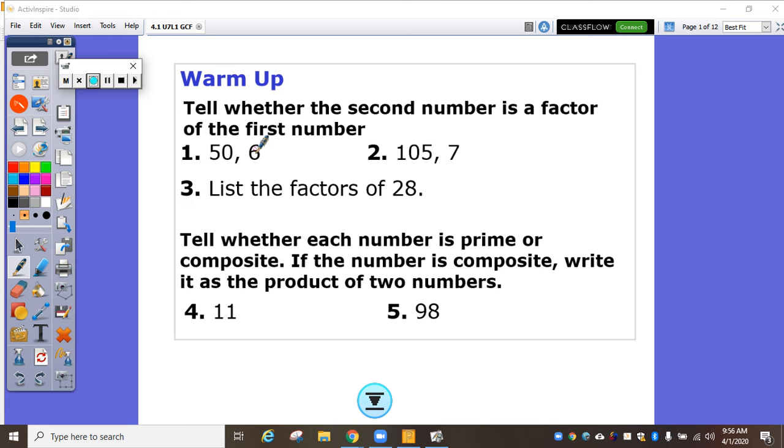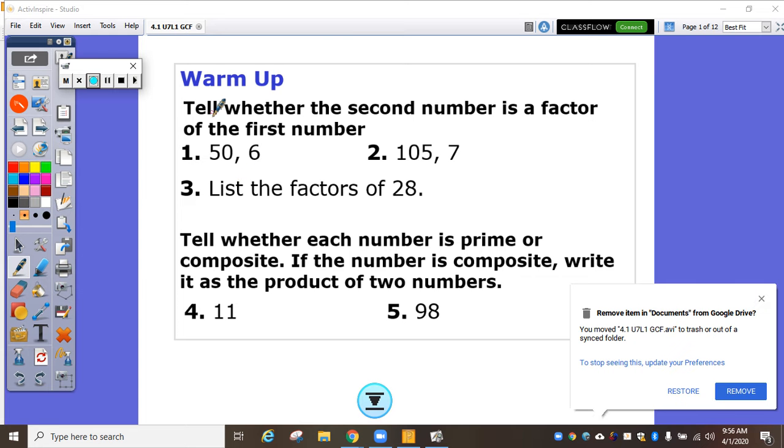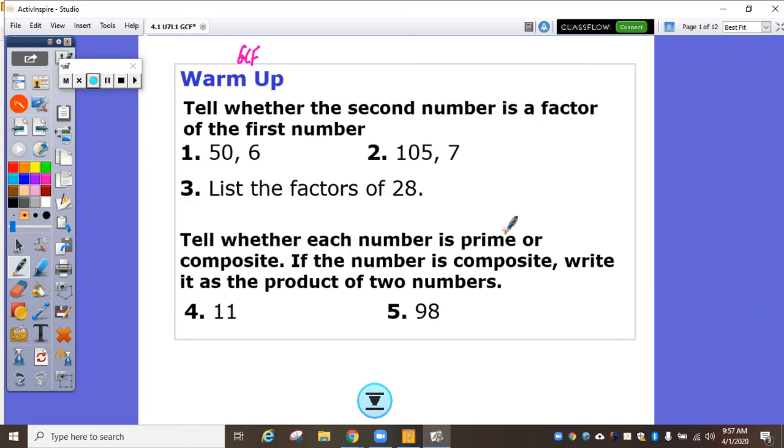Alright, hey guys, we're going to go ahead and start with some new material on Unit 7 here for greatest common factor. And that's what this means right here when I say GCF. That's going to mean greatest common factor. But if we're looking through the warm-up for a second, I know you're probably not doing the warm-up. I still need to go over what it means for us to have a factor.